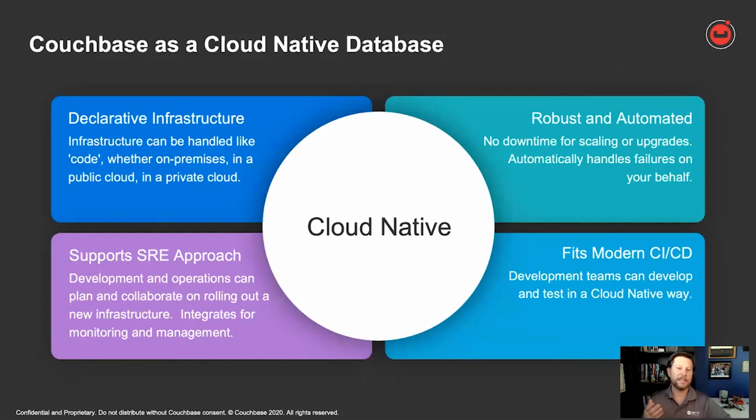Have I made the case that Couchbase is cloud native? I would argue that I have. Couchbase is a cloud native database in that we can work directly from declarative infrastructure, where you're doing GitOps style declaring of the kinds of things that you need for deployment. It's very robust and automated. You don't need to take downtime for even things like database upgrades.